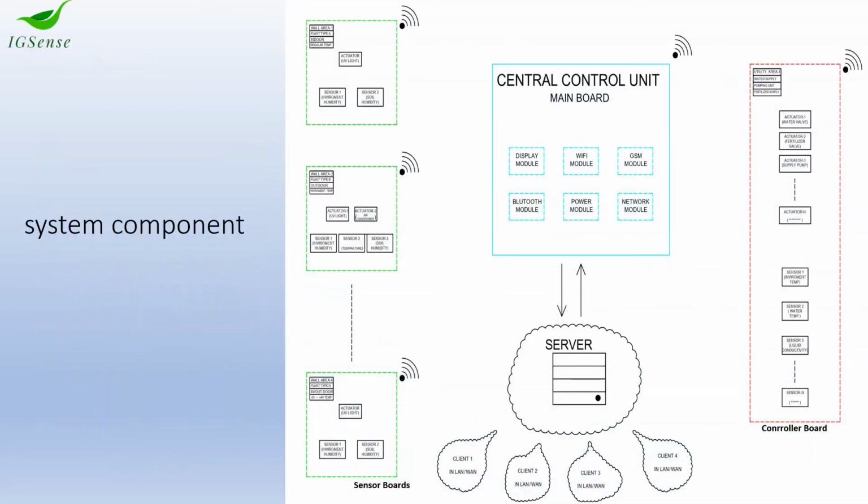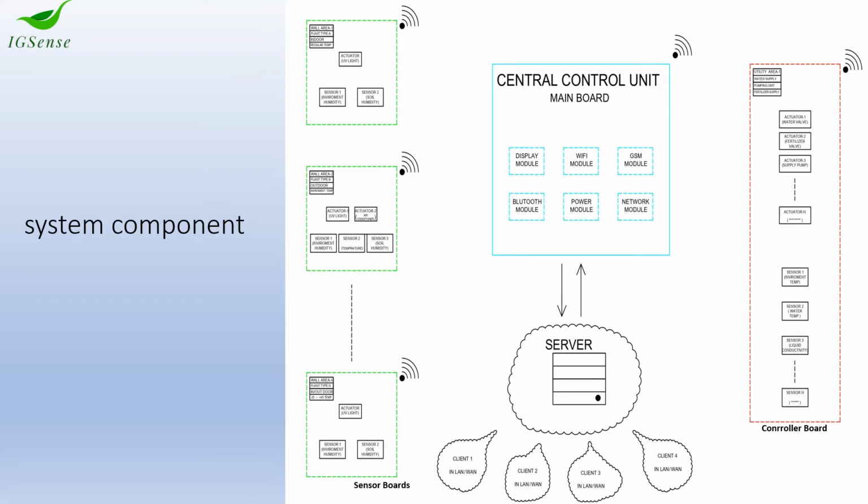The system consists of 3 boards: main board, controller board, and a sensor board, also a server and an application or software. The main board is the central unit of the system, which consists of several modules such as Wi-Fi module, LAN module, SMS module, Bluetooth module, display module, and so on. The controller board consists of a flow switch controller, a solenoid valve controller, and a pump controller.